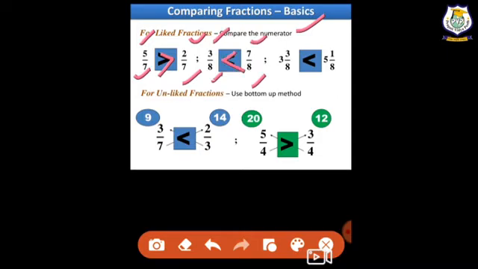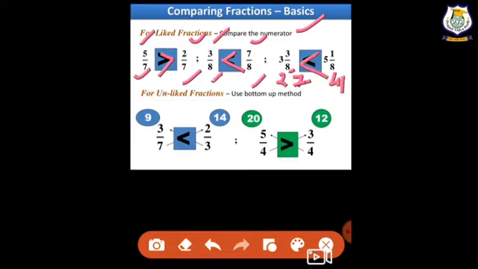Next, 3 by 8 and 5 1 by 8. First we will have to solve. 3 multiplied by 8 is 24. 24 plus 3, 27. Right? And 5 times 8 is 40. 40 plus 1, 41. Now which one is greater? 41. That's why 5 1 by 8 is greater than 3 by 8.